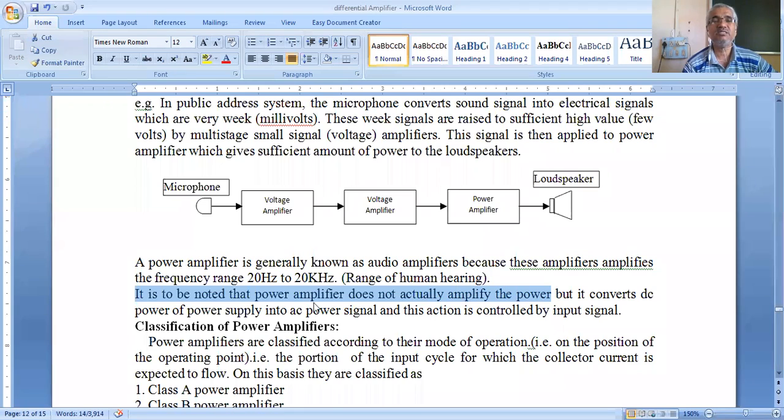But it converts the DC power of the power supply into an AC power signal, and this action is controlled by the input signal. The signal we give to this power amplifier from the voltage amplifier is that input signal. So the power supply connected to this power amplifier, that power will be converted into AC power, and this AC conversion depends upon the input signal. How large the input signal is, on that it depends. So this is all about the power amplifier.